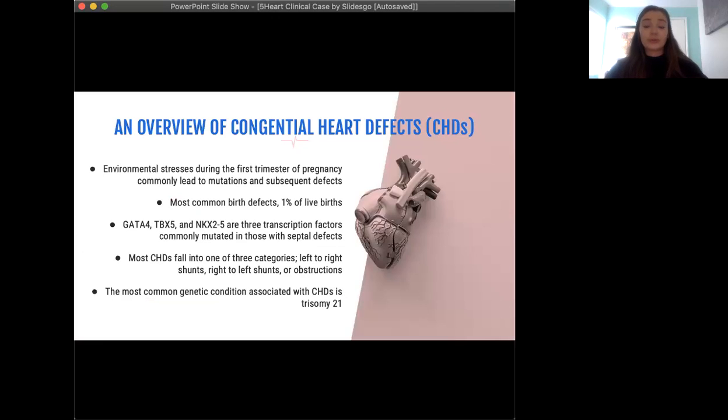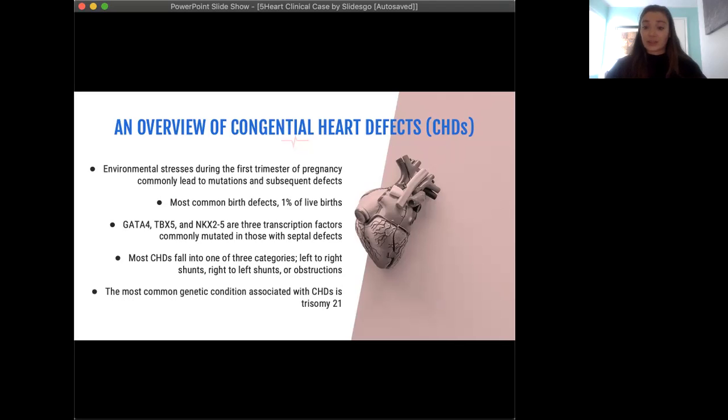For a quick overview of congenital heart defects, environmental stressors, as we previously saw, lead to many defects, but they are especially detrimental within the first trimester of pregnancy. There's a lot of things happening. A lot of the time, the mother doesn't know she's pregnant, so she's not taking certain precautions, and it's just all around an extremely susceptible time for the fetus to develop heart defects. They are the most common birth defects, with an incidence of 1% of live births.